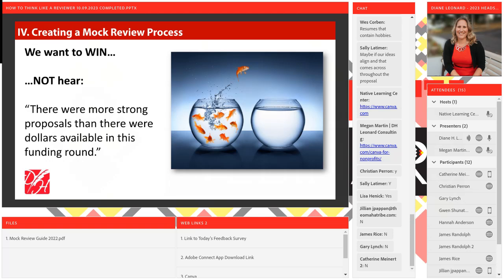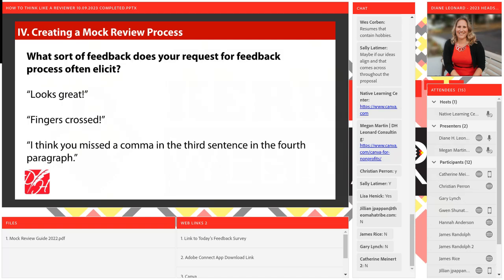So what is it that many of us already do in order to try and be the absolute yes? We ask for feedback. And we ask for feedback from colleagues who, despite the best intentions, sometimes only provide feedback that sounds like, oh my gosh, it looks great. I hope we get it. I do think you might have missed a comma in the third sentence in the fourth paragraph, but beyond that, it looks great.